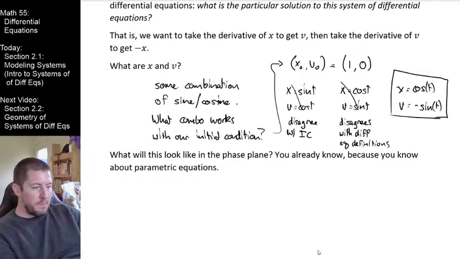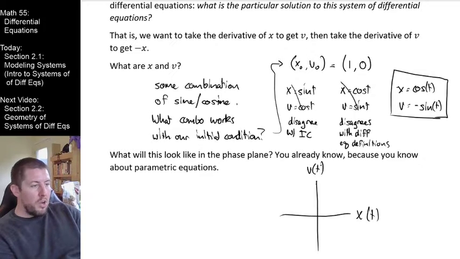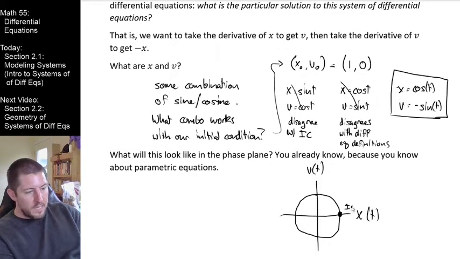So if I go to the phase plane and graph this thing, x of t and v of t, what you know is that this is going to generate the unit circle. It's a parameterization of sine and cosine. The only thing that's not directly obvious to me right now is what direction it is going. But we can recognize that this is our initial condition right there. That's our ICs right there.